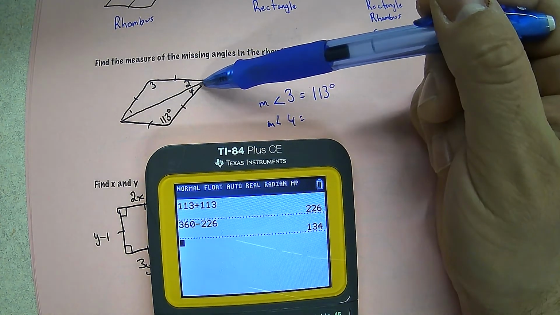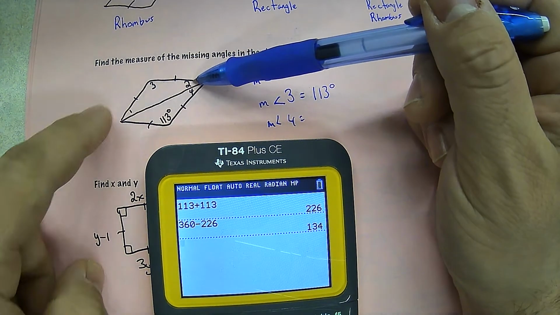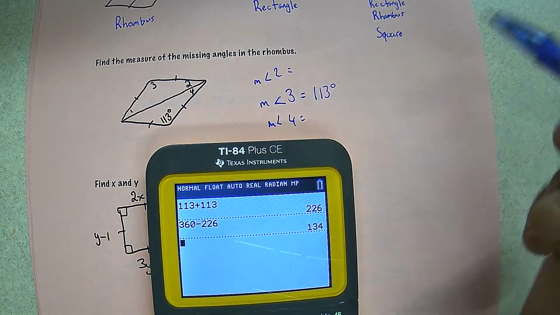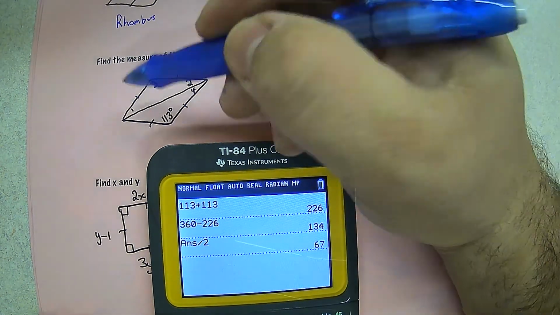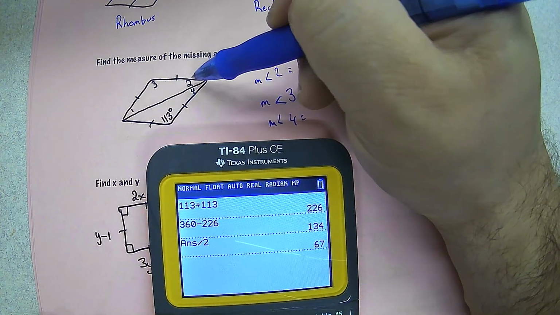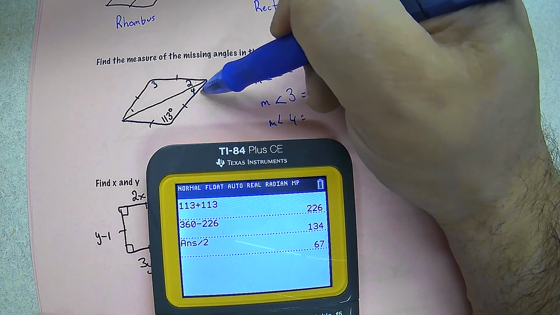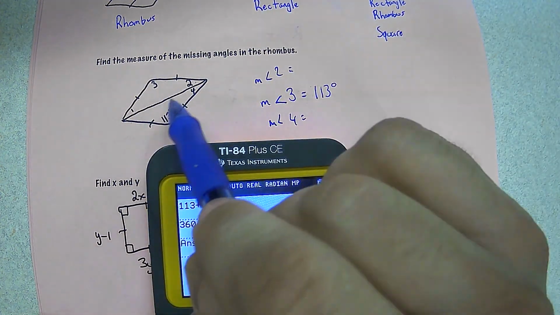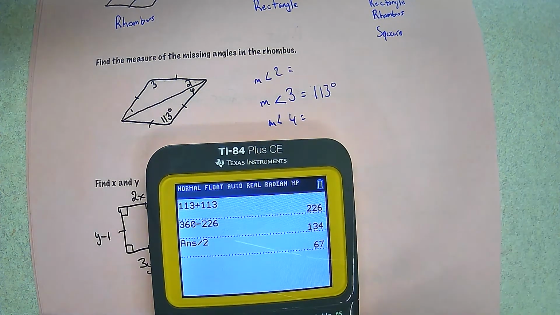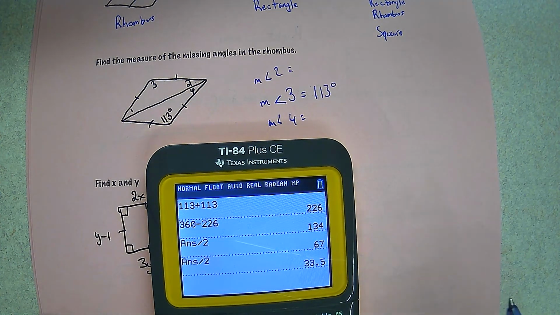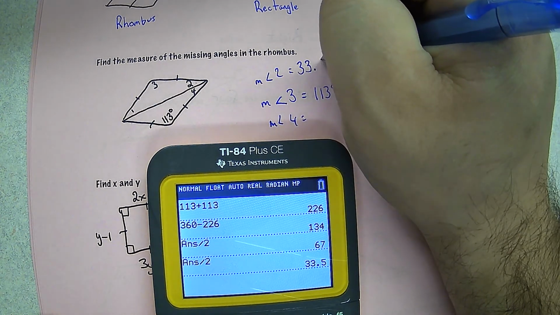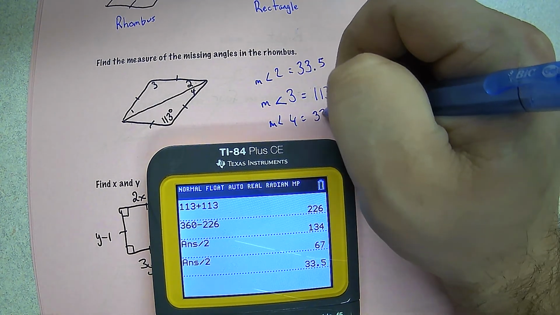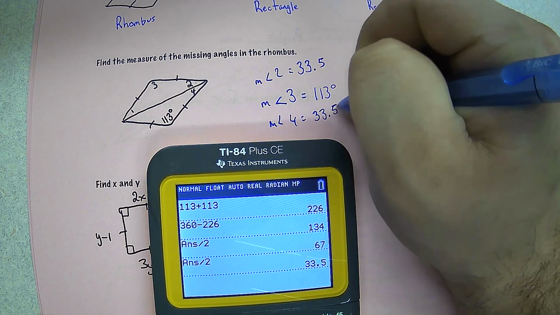But it's a parallelogram as well as a rhombus, so that means these 2 are going to be the same. So I can divide this by 2, and that gets me 67. This is going to be 67 altogether, and 2 and 4 are 67. Well, this diagonal is going to bisect that angle, so then we divide this again by 2, and that tells us both angle 2 and 4 are going to be 33.5 degrees.